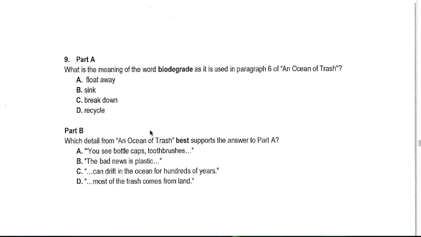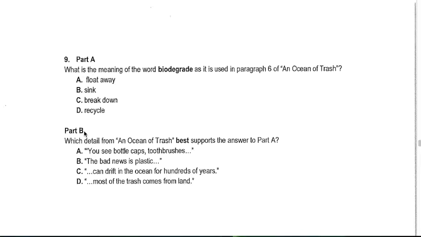Now we're ready to answer the questions. Number 9, Part A. What is the meaning of the word biodegrade as it is used in paragraph 6 of An Ocean of Trash? Float away, sink, break down, recycle?